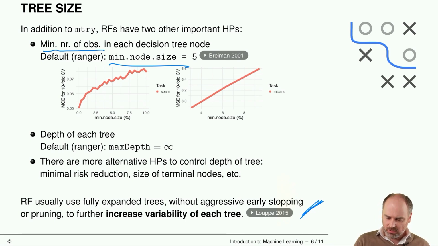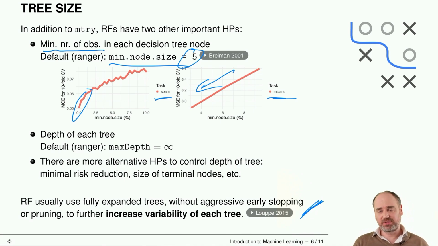I have again looked at what happens on the spam data set for classification and on the mtcars data set for regression. Especially for regression, you can see a very clear effect: the smaller you set min node size, you could even set this to 1, the better this works. That's exactly what I said. For classification, the default is usually a somewhat higher value, but even on the spam data set it works better if you choose smaller values, although sometimes it can be okay to constrain this a little bit.